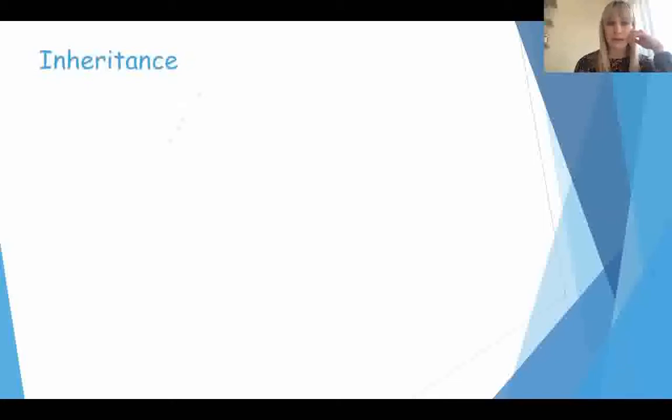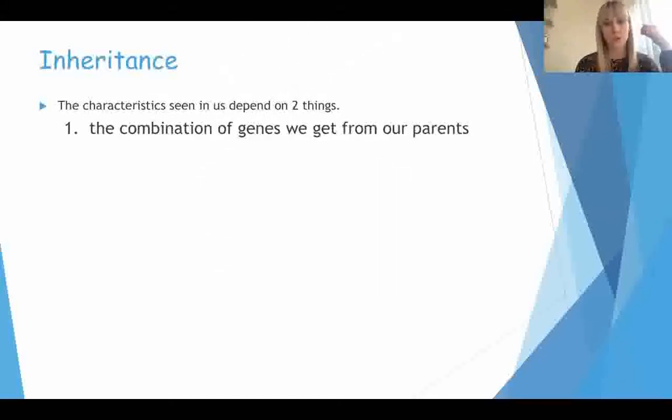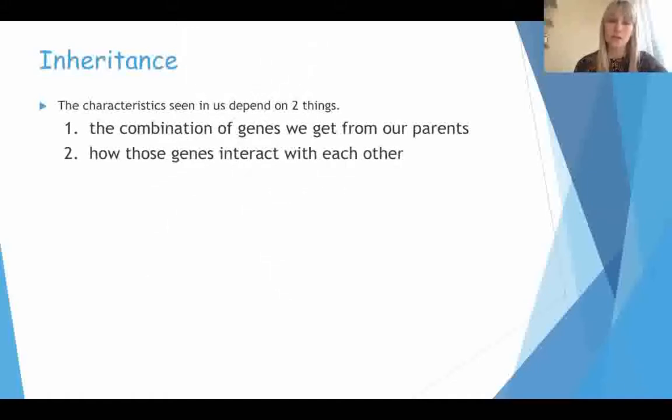So what is inheritance? That is the characteristics seen in us. Our appearance, our traits, depends on two things. One, the combination of genes we get from our parents, and two, how those genes interact with each other. The different variations of genes are called alleles.